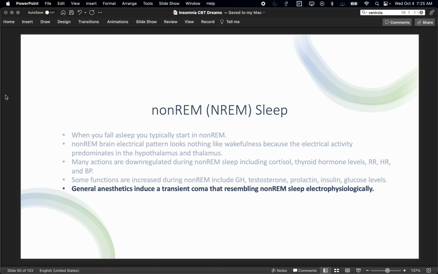General anesthetics, when they induce a person to sleep and it's kind of like a transient coma, resemble non-REM sleep electrophysiologically.